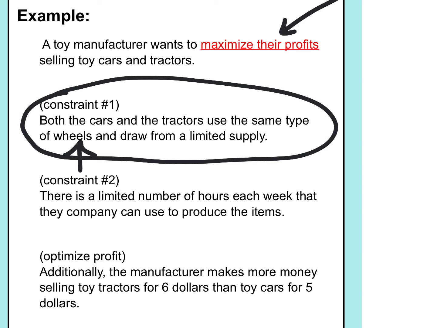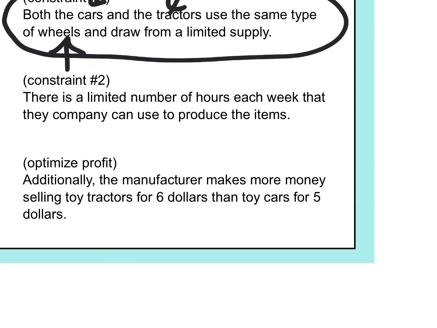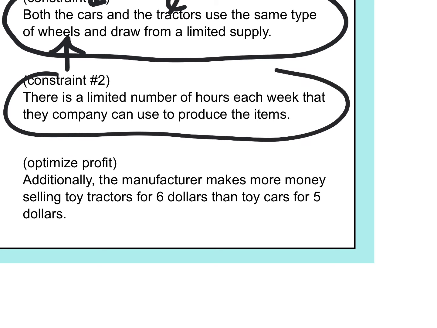So actually for a while, you saw pictures of huge parking lots full of cars that didn't have the chips in them. Because they were just waiting till they got the chips and then they could stick the chips in and then the cars would work and then they could sell them. So that's an example, real world. We're talking about wheels on tractors, but in the real world, they're short of chips. And that's a constraint. And that means even if you wanted to build more cars, you just can't because you don't have enough chips. Constraint number 2 for us, there's a limited number of hours each week that the company can use to produce the items.